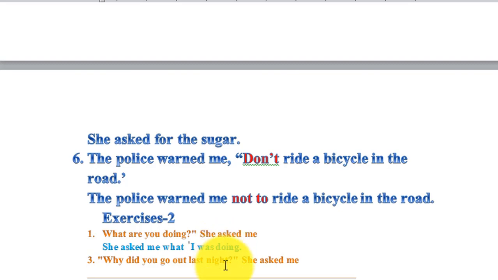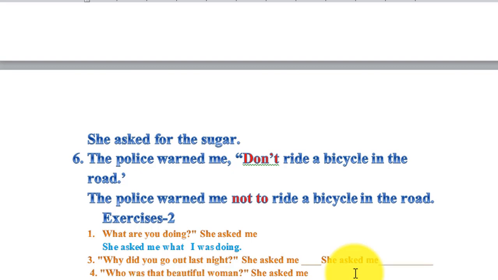Why did you go out that night? She asked me. ስለዚህ she asked me ሪፖርት አደርጋለሁ ማለት ነው። She asked me. Look here. ዴት እንደምቀይረው ተመልከቱ እዚህ ጋር. She asked me.